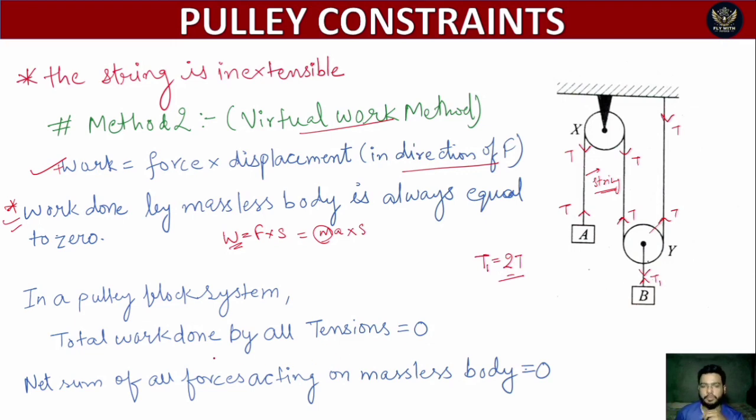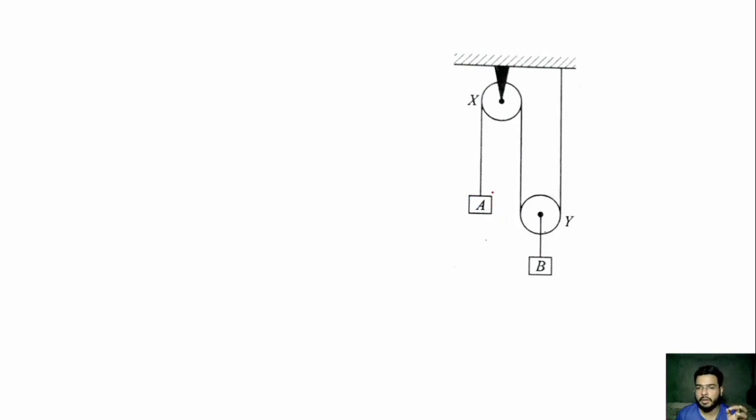So what is the idea of this method? The idea is that the total work done by all the tensions, you just have to add all of them, and the total work done becomes 0. It means that the net sum of all the forces acting on the massless body will be 0. This is the method. Now we will apply this method. How to apply? First of all, you have to see how many strings there are.